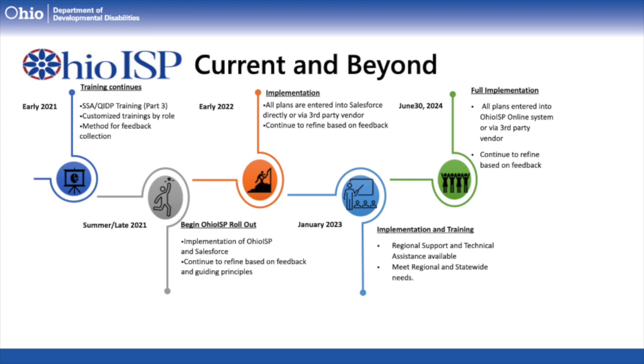Early 2022, all plans are entered into the Ohio ISP online platform or via third-party vendor. 2023, implementation and training offered with regional support and technical assistance available. The Ohio ISP team also meet regional and statewide needs.